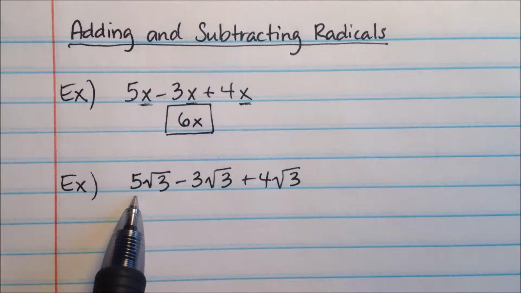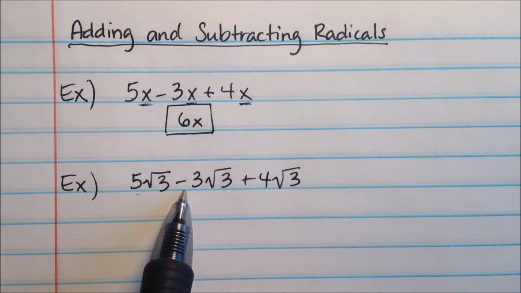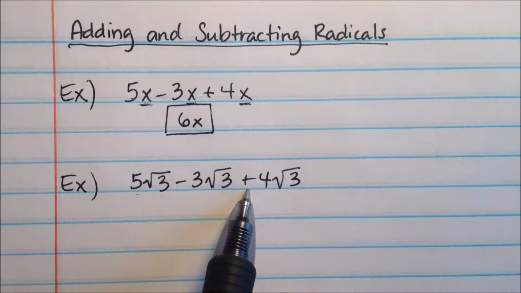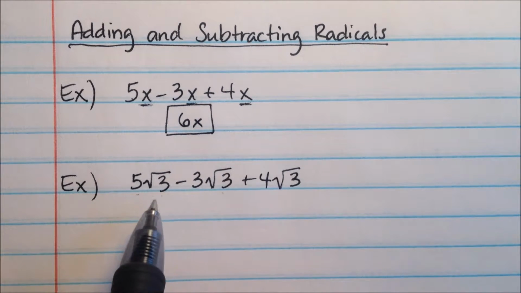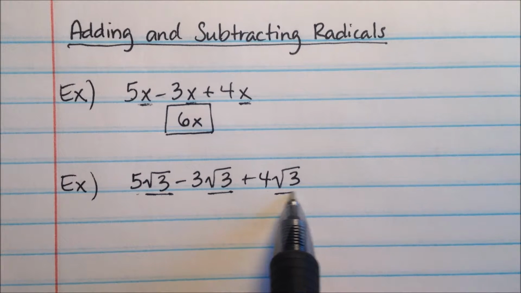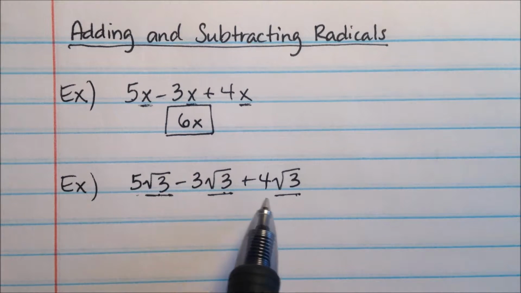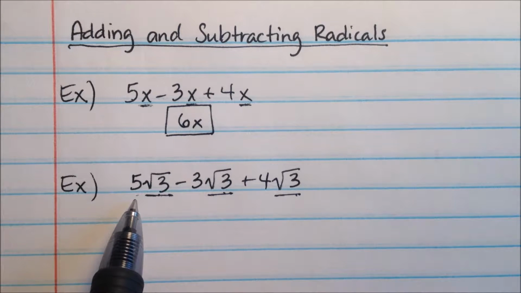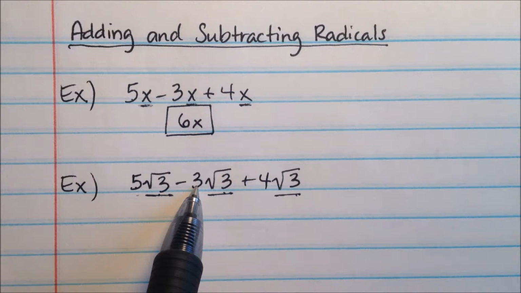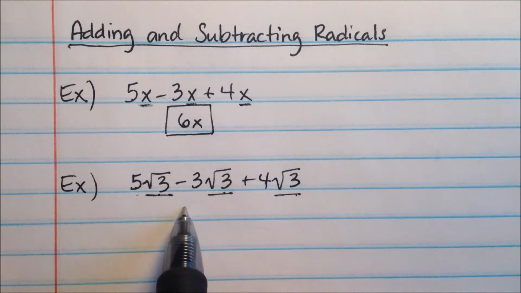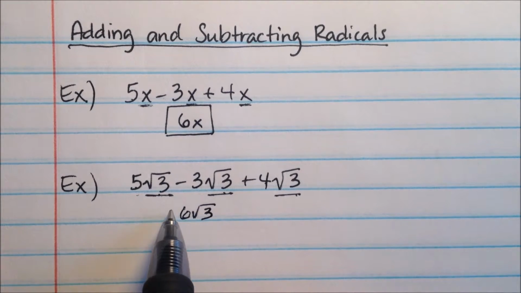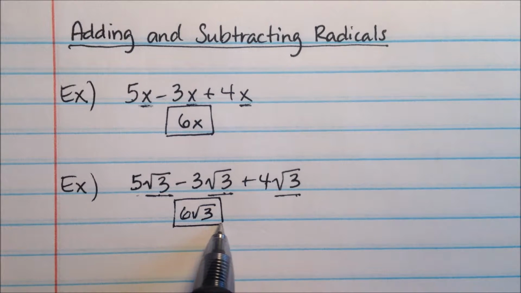Similarly, when we have 5 times the square root of 3 minus 3 times the square root of 3 plus 4 times the square root of 3, all of these are going to be considered like terms because each of these includes a square root of 3. So we're going to do the arithmetic on the coefficients just like we did a while ago. So 5 minus 3 is 2, and 2 plus 4 is 6. And the radical 3 comes along for the ride because that's the like term. All of those terms had a radical 3, or the square root of 3, with them.